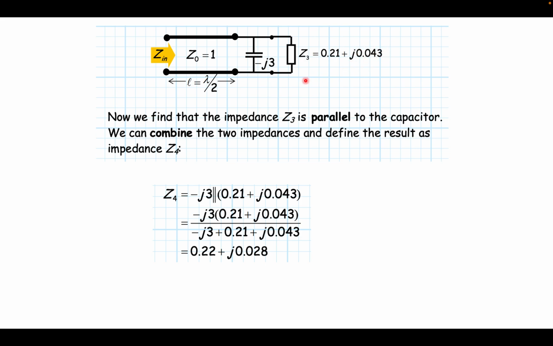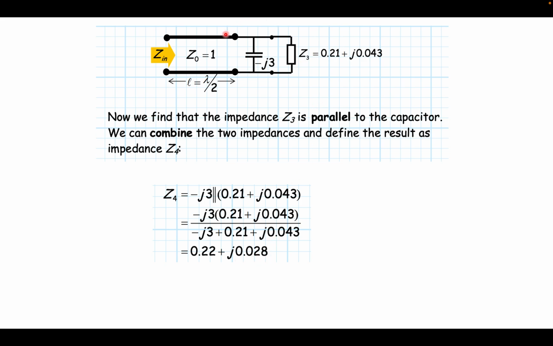And now again, as earlier, if you have impedances in series, they get added, and if they are in parallel, then you need to use a parallel combination. So now you have this capacitor, and this whole impedance, and they are in parallel connection. If you recall, for a parallel connection you need to write 1 by Z4 is equal to 1 by this impedance plus 1 by Z3, and from that you can calculate the total impedance when these two impedances are in parallel. So you have Z4 equal to 0.22 plus j times 0.028.